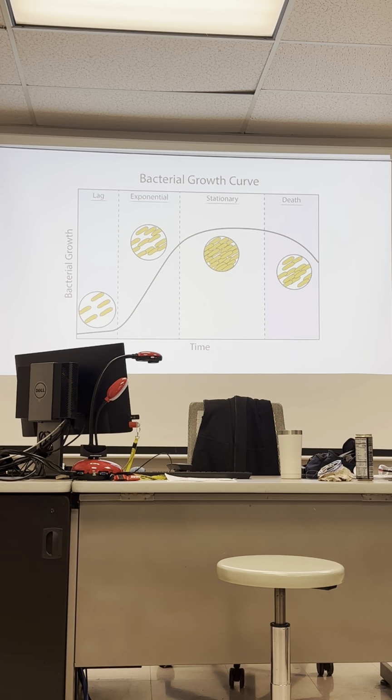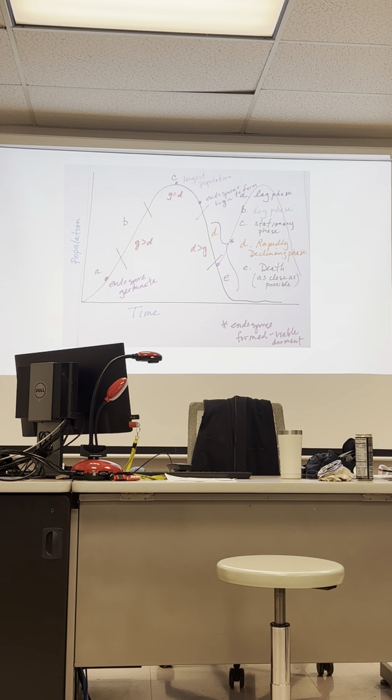Here is a standard growth curve, but I want you to know it this way. I've already developed this: I have the standard growth curve with some letters on it, and then I ask you different things. Largest population, where would you find that? C. I might say endospores germinate, and you'd say what? A. I might say logarithmic growth, and you'd say, Rob? Logarithmic growth, B. So it's going to be something like that.